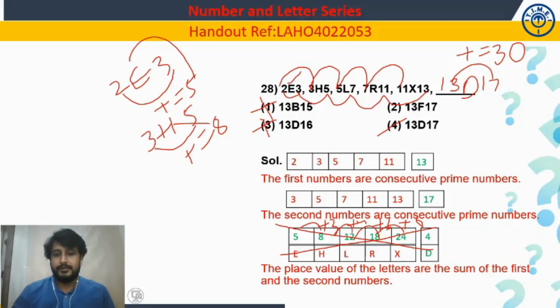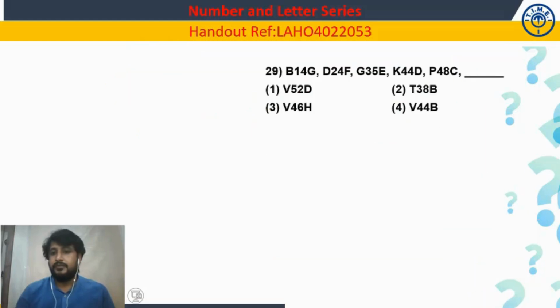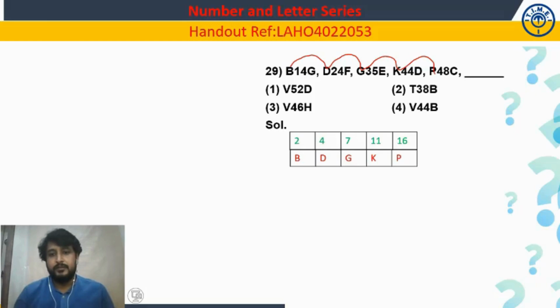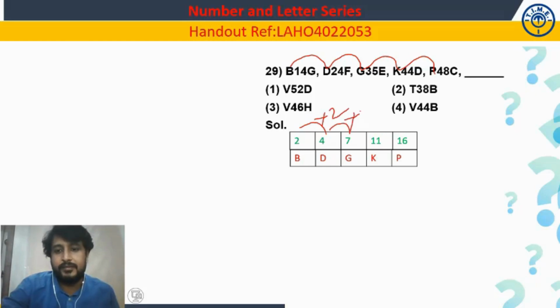Now, move to question number 29. B14G, D24F, G35E, K44D, P48C. Now let's see how these numbers are obtained. First, identify the logic in the first letters B, D, G, K, P. Their place values: B is 2, D is 4, G is 7, K is 11, P is 16. So 2 to 4 plus 2, 4 to 7 plus 3, 7 to 11 plus 4, 11 to 16 plus 5.